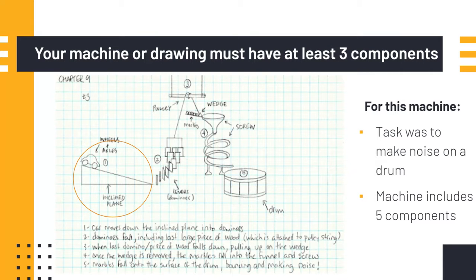Here's an example of a drawing. You'll see that there are numbered components in there from the car that goes all the way through, and it goes from 1 through 5, and it explains the different components. So for this machine, the task was to make noise on a drum, and there are 5 components to get it there. So that's an example of a drawing that you could do.